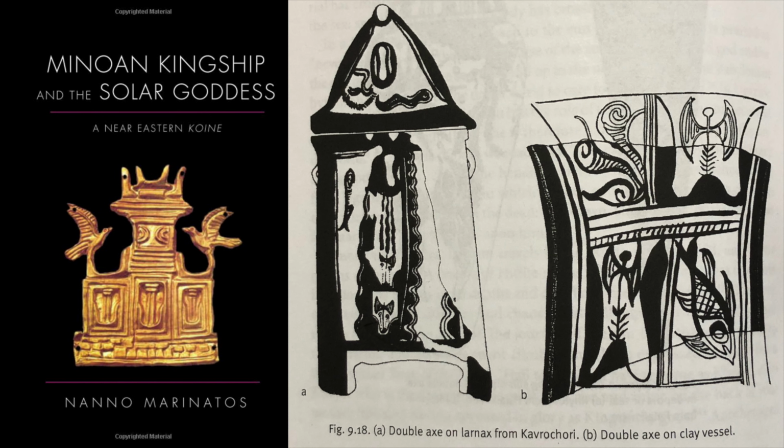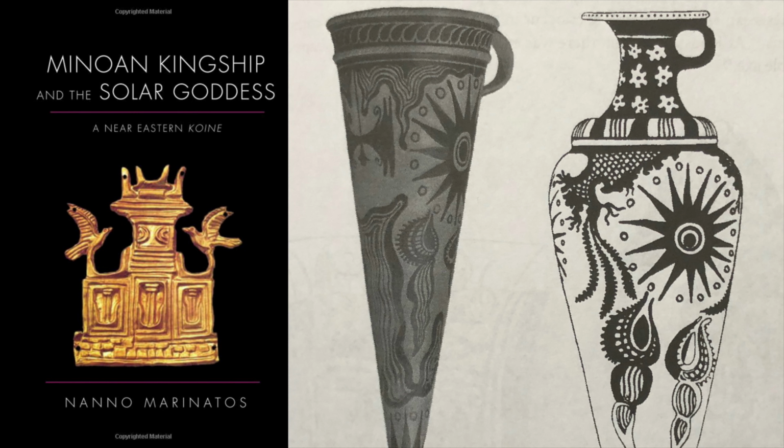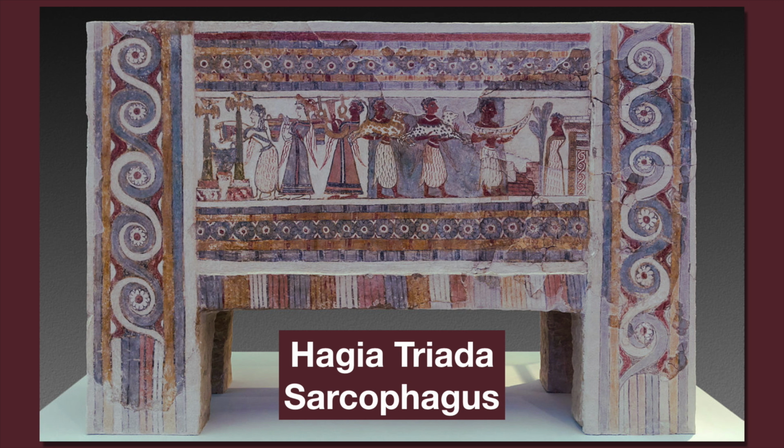On the left, the sun is below, and on the right, it is above and below. And here's the sun itself, below. Oh, but I haven't revealed my showstopper yet. Here it is, the Triada sarcophagus. It's from Triada, which is only 2.5 miles from Phaistos, about 4 kilometers, 350 years after the disc.